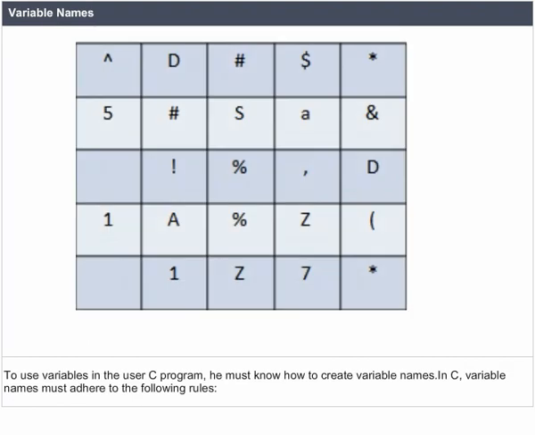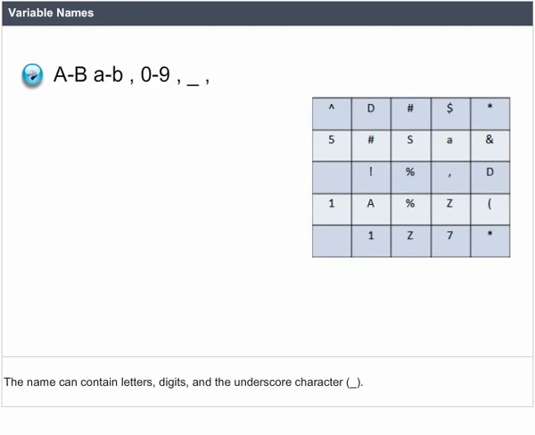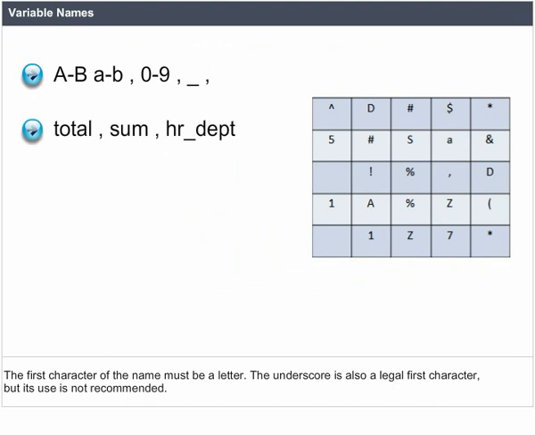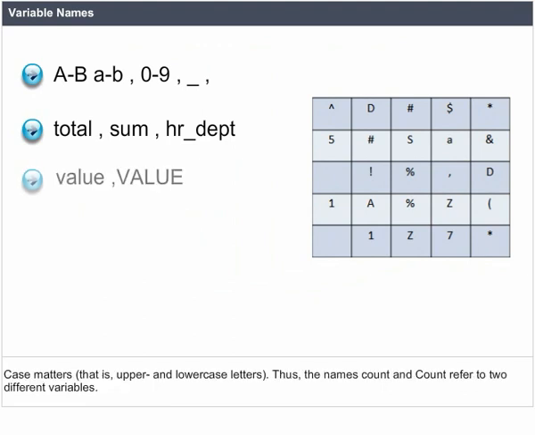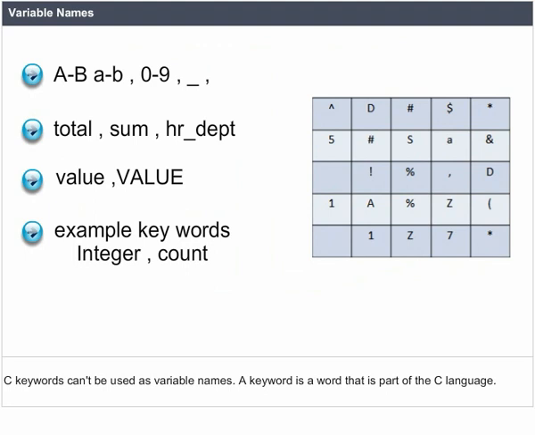Variable names. To use variables in the user C program, he must know how to create variable names. In C, variable names must adhere to the following rules. The name can contain letters, digits, and the underscore character. The first character of the name must be a letter. The underscore is also a legal first character, but its use is not recommended. Case matters, that is, upper and lower case letters are different. Thus, the names count and Count refer to two different variables. C keywords can't be used as variable names. A keyword is a word that is a part of the C language.